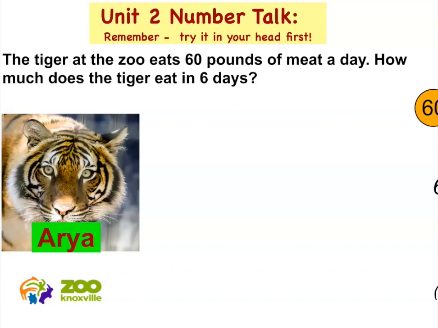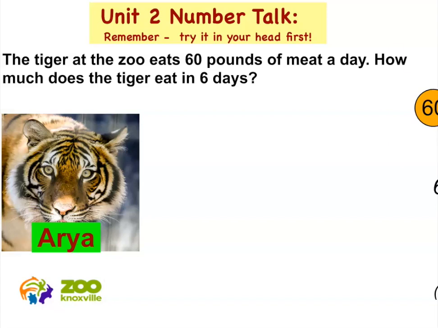In our Unit 2 number talk, we're going to solve a problem about a tiger. The tiger's at the zoo. The tiger at the zoo eats 60 pounds of meat a day. How much does the tiger eat in 6 days? So I want you to think about that for a minute because that's 60 groups of meat. 6 times, or 6 groups of 60.